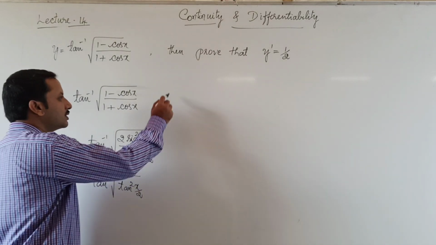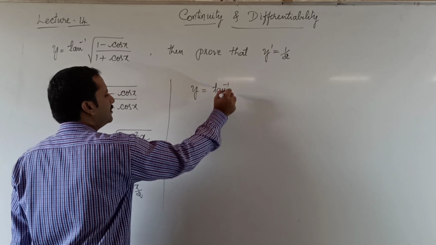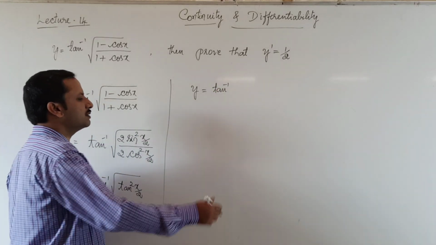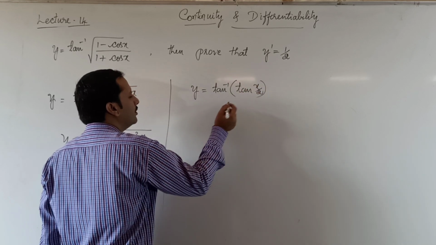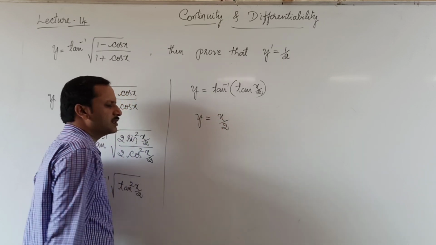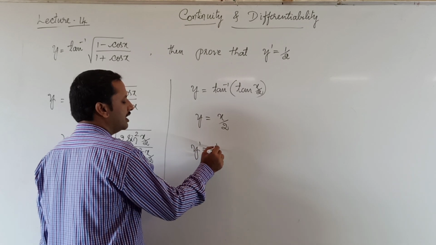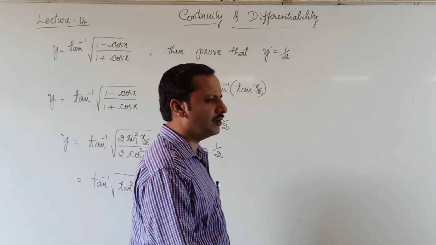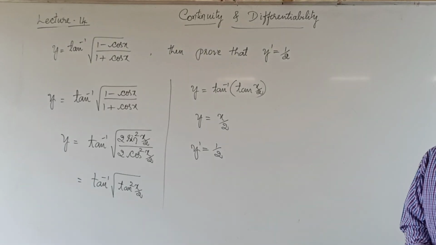Root of tan square x by 2, I can write that as tan x by 2. Tan inverse of tan x by 2 is equal to x by 2. So y is equal to x by 2. Now you differentiate it. y dash is equal to 1 by 2. Okay. Now let's go to the next question.